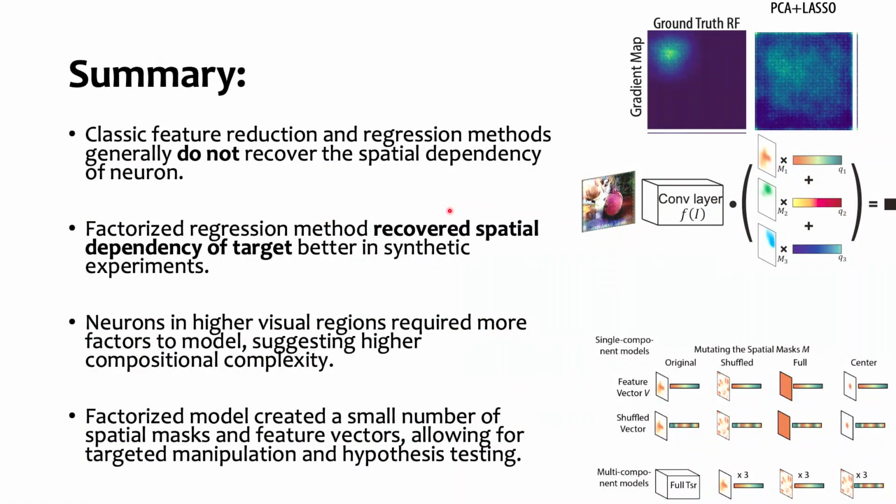In summary, we find that classic feature reduction methods and regression methods generally do not recover the spatial dependency of the neurons, and factorized regressions recover it much better. We also find that neurons in higher visual cortex require more factor models, suggesting a higher degree of compositional complexity. And these factorized models create a small number of masks and factors, so we can manipulate these factors in a targeted way for hypothesis testing. And thanks for your attention.